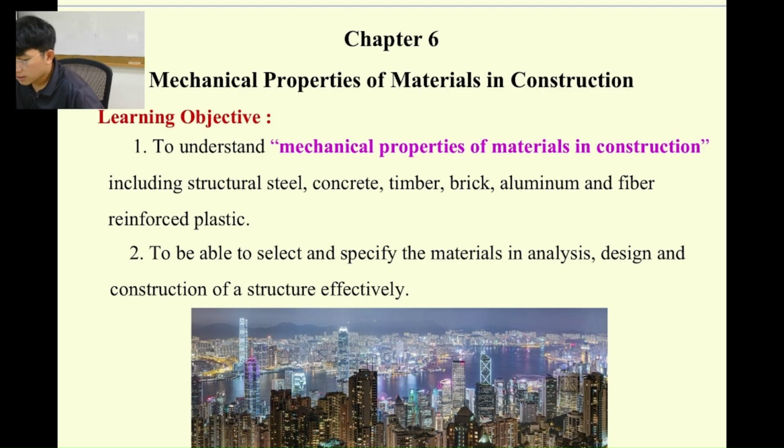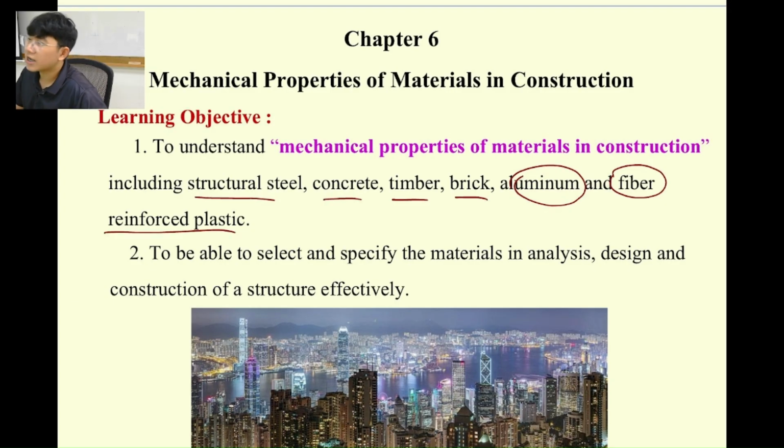The materials that we have mentioned a lot since week number 1 are steel, concrete, timber, brick, and aluminum. And this one may be new to you, but I would like to introduce it here because in European countries they use it a lot: fiber reinforced plastics, or FRP.